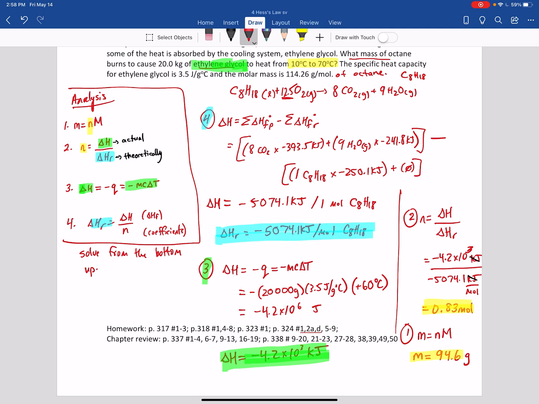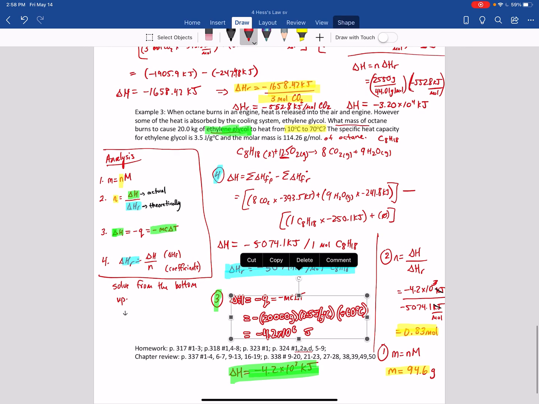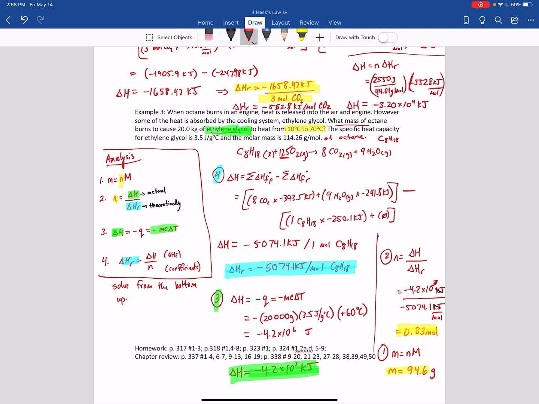Okay, so we can say, therefore, to solve this question here, when octane burns to raise 20 kilograms of ethylene glycol by 60 degrees, about 95 grams of octane had to burn, right? And its density is not 1-to-1, so we can't say it's 95 milliliters, but it's pretty close to something like that. So that's an integrated example. There's a lot of things that go into that, right? Have a review over it if you need to.